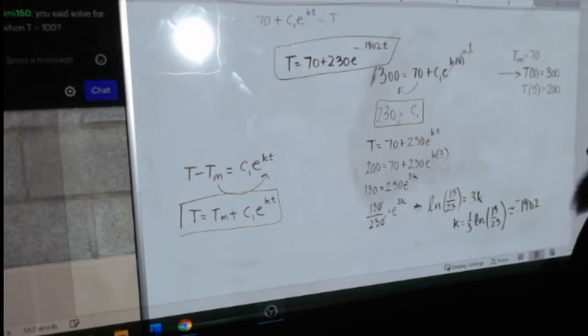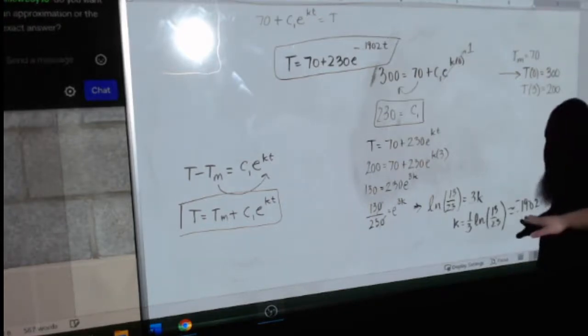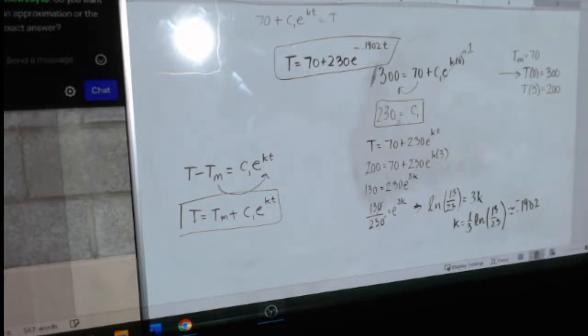Yes, Jimmy, I said solve for when the temperature big T is 100. All right, do you want an approximate? Yes, there is an approximation because we've already made one here, so that's fine.